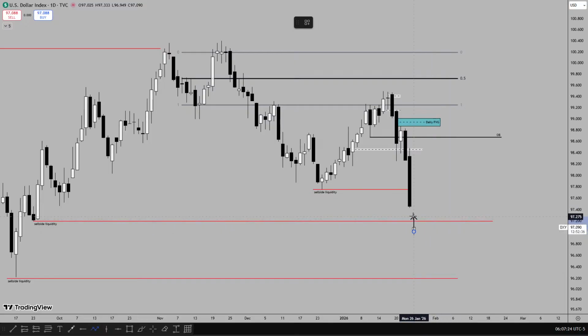Now, if the Monday candle closes, leaving a fair value gap, I will be marking out that fair value gap and paying attention to how price retraces to the fair value gap to use it as a resistance level to trade lower. My first draw on liquidity should be Monday's low, and the overall target is the sell side liquidity.